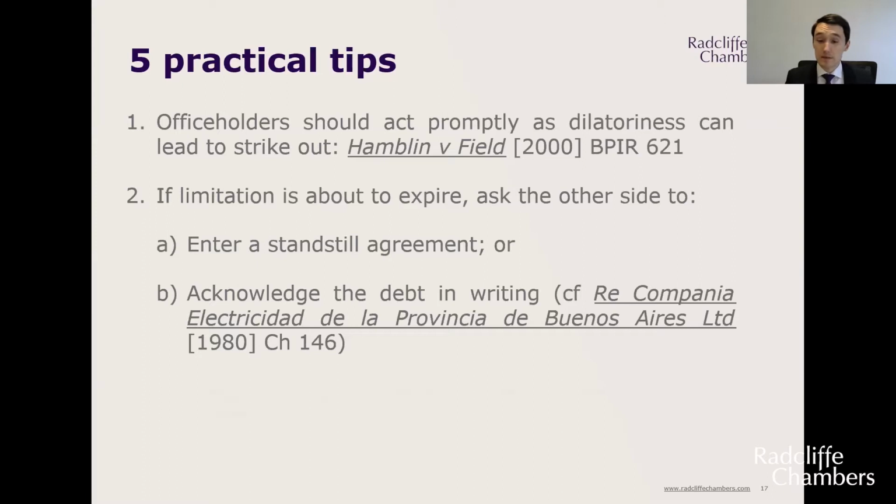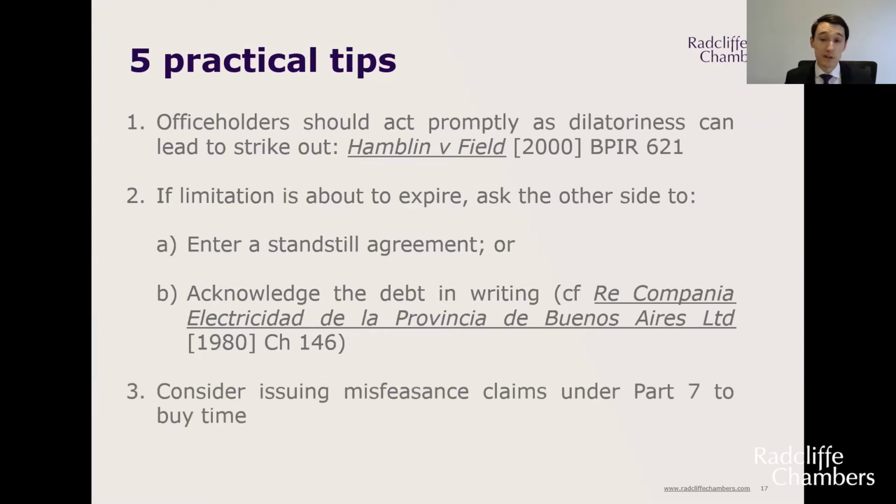My third tip is that if you're running short of time for a misfeasance claim, you could consider issuing it as a Part 7 claim rather than an insolvency application. That will then give you the extra 4 months between issue to serve and draft your particulars. Whereas with an insolvency application, everything needs to go in up front.